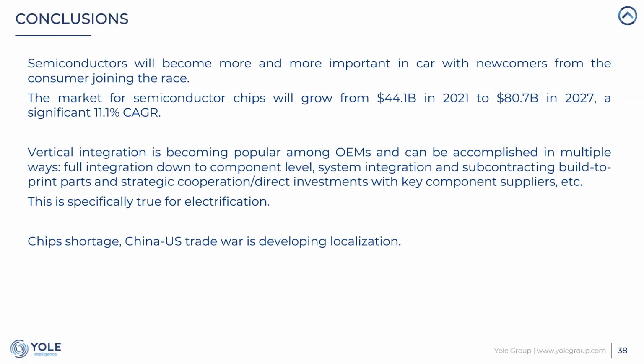The second point is that vertical integration is becoming very popular, and it can be accomplished in multiple ways. It can be full integration down to component level, system integration with subcontracting of build-to-print parts, and also strategic cooperation or direct investment with a key component supplier, foundry, or semiconductor chip maker. And this is specifically true for electrification.